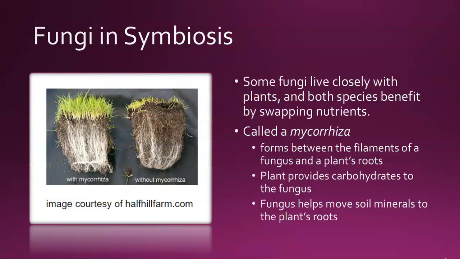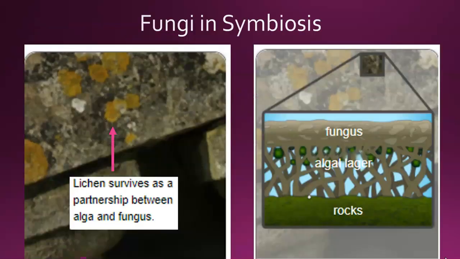Some fungi live in symbiosis with other organisms. Fungi play another important ecological role. They live closely with plants, and both species benefit by swapping nutrients. This relationship is called a mycorrhiza, and it forms between the filaments of a fungal body and a plant's roots. Scientists suggest that a plant provides the fungus with carbohydrates produced during photosynthesis, and the fungus helps move soil minerals to the plant's roots. The relationship is especially important to many trees.